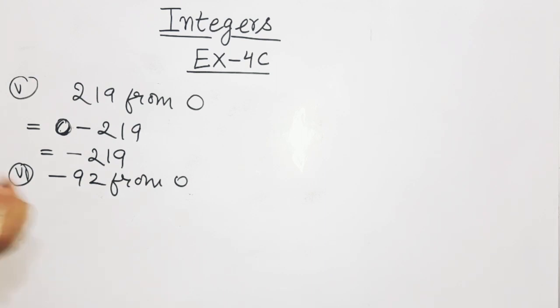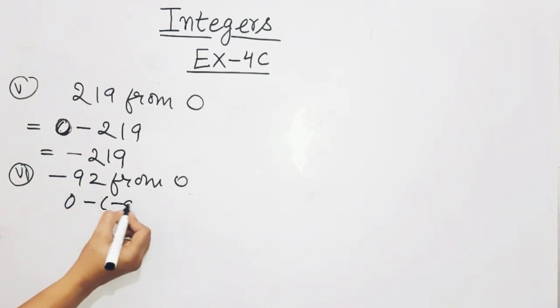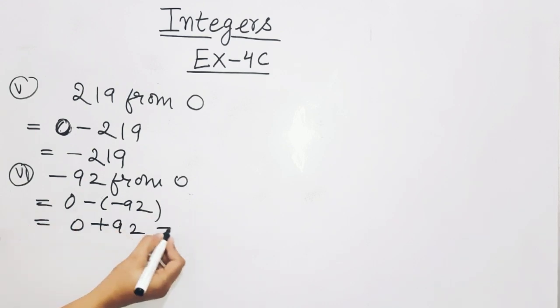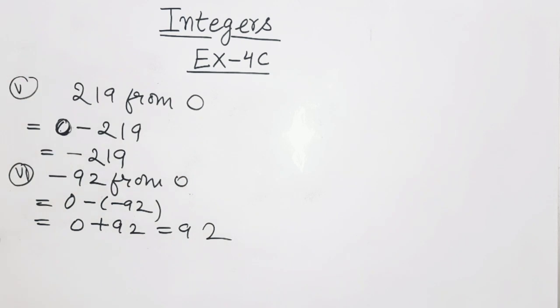Very good. 0 minus minus 92 is equal to 0 plus 92. So the answer will be 92. Right? Coming to the seventh option. Please pay attention.